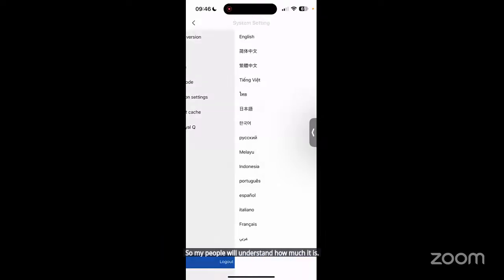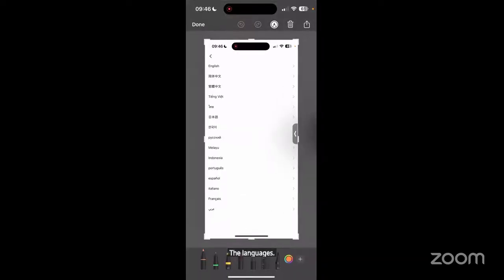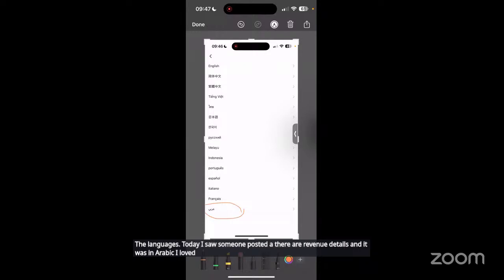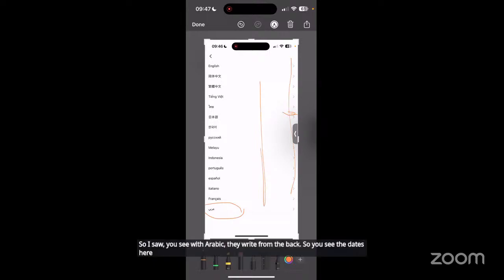Okay, the languages. Today I saw someone posted their revenue details and it was in Arabic. I loved it. I was like, wow, that is beautiful. It was my first time seeing that. With Arabic, they write from the back, so you see the dates here, then the profits here. It's nice. Okay. So this simply tells you that the Royal Q app is available in all these languages.